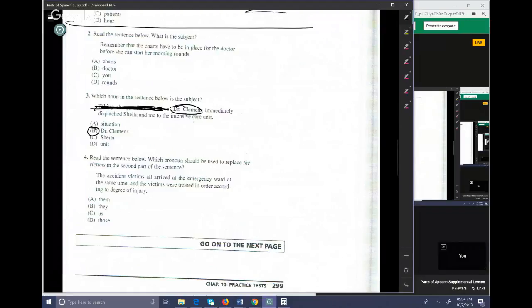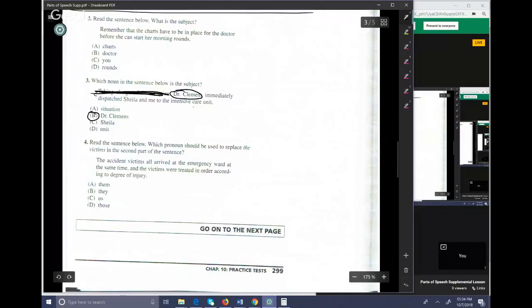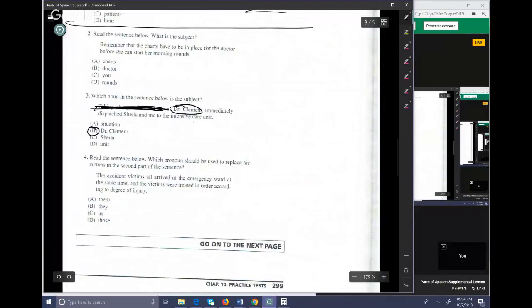I am going to do number 4 because number 4 is kind of unique. So it says, read the sentence below. Which pronoun should be used to replace the victims? They've got it italicized so that you know exactly what you're replacing in the second part of the sentence. Common question type. At the beginning of a sentence, they'll say the victims, and then at the second part of the sentence, they'll say the victims again. And if you read the whole sentence, it's super awkward when they refer to someone by name twice that fast, or they refer to them by a description that's identical twice.